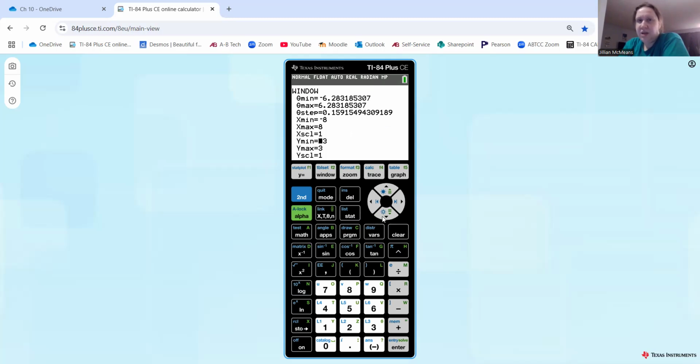And then we didn't really need to change the Y min. We definitely needed to change the Y max. So let's change Y max to 10. Let's see if that's enough. Okay, so there we go. We can see our graph a little bit better.